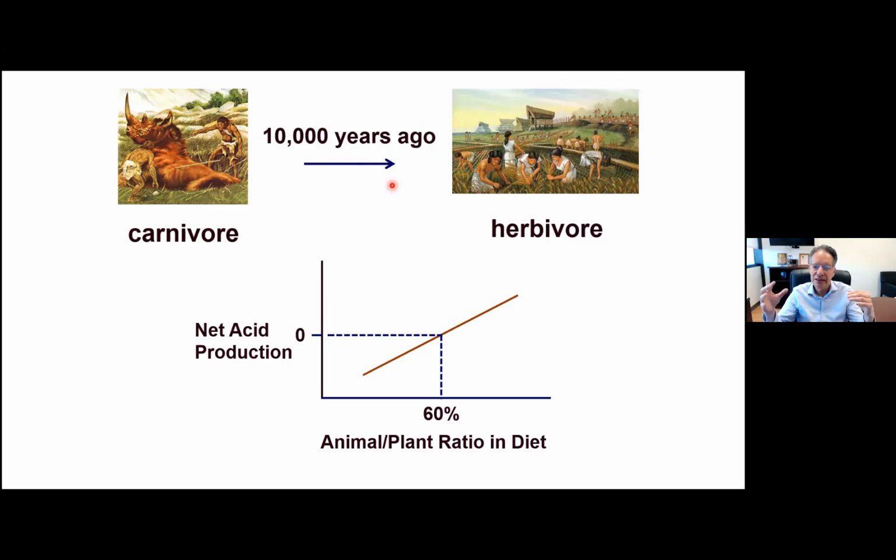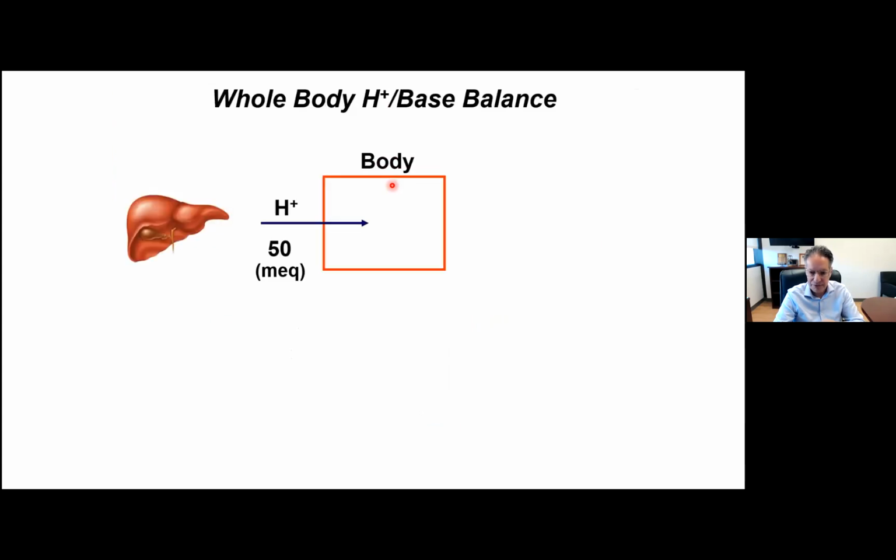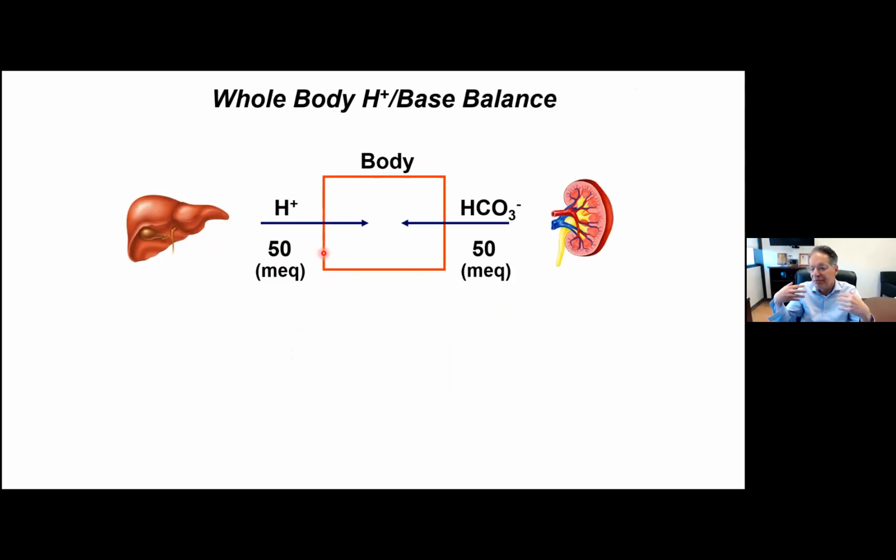But just know that the average North American eats quite a lot of meat, and the ratio of animals to plants is around 80%, 85%. So the proton load works out to about 50 milliequivalents per day. So the average person puts in about 50 milliequivalents per day. And as I said, that binds to bicarbonate and would tend to lower it. But something happens, and that is we have kidneys. And the normal kidney actually generates around 50 milliequivalents of bicarbonate a day to match this hepatic proton load.